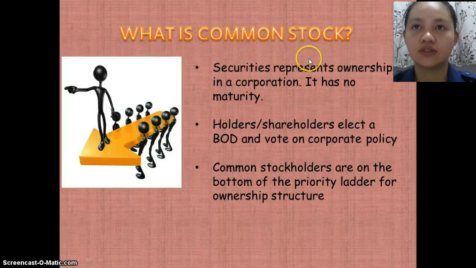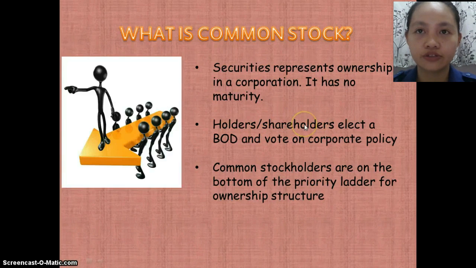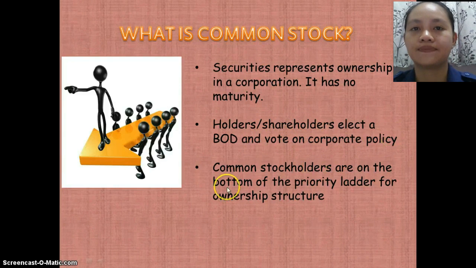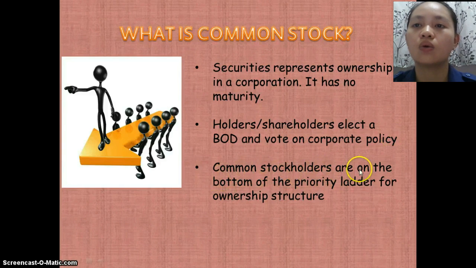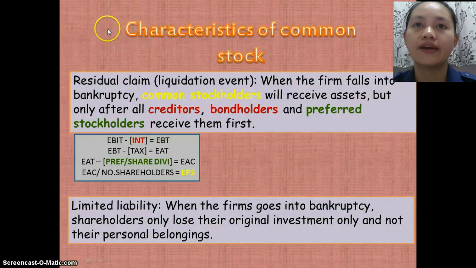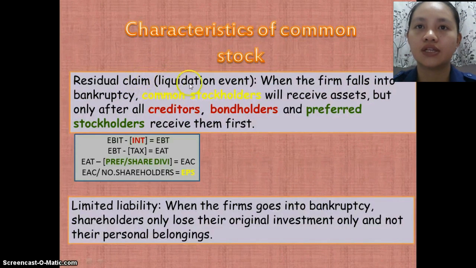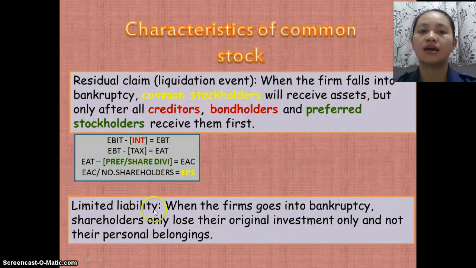What is common stock? Common stock is a security that represents ownership in a corporation. It has no maturity. Holders of common stock, or shareholders, exercise control by electing a board of directors and voting on corporate policy. Common stockholders are at the bottom of the priority ladder for ownership structure. There are two characteristics of common stock: the residual claim, also known as liquidation event, and limited liability.